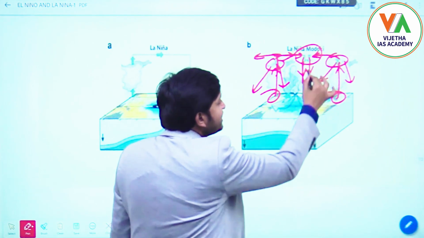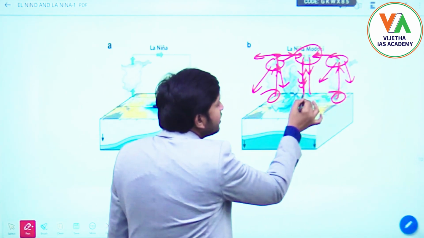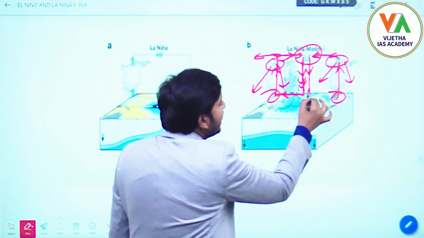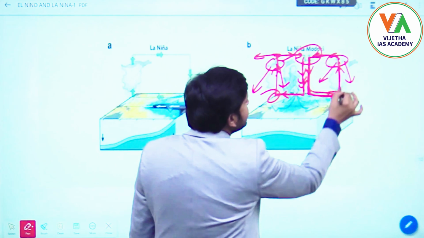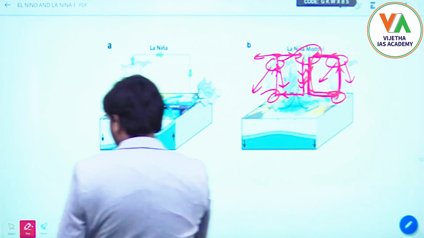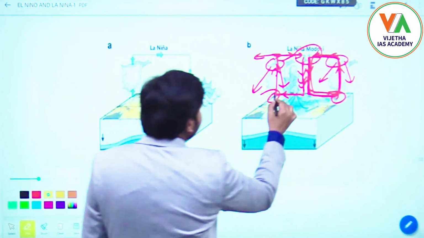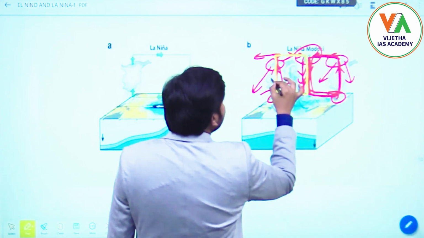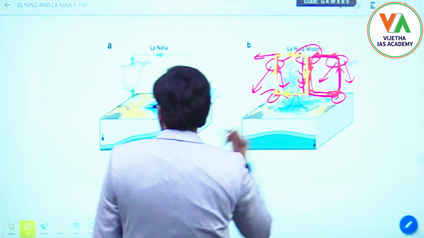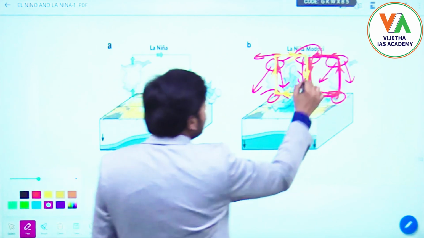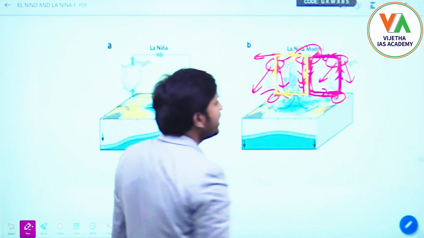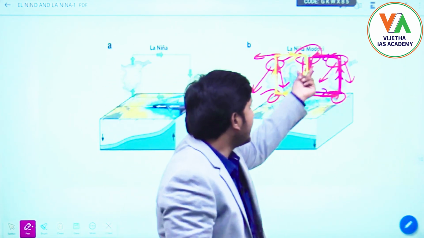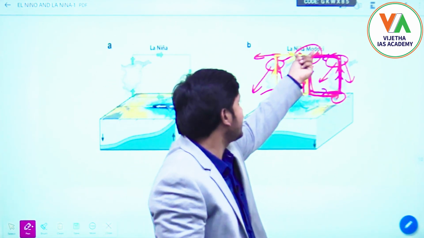Once this air is descending from here, it will complete this cycle and this one will complete this cycle. So here also if you see, two cycles are formed here. This is one cycle and this is another cycle which is formed here. Is it clear? But if you see here, the Central Pacific Ocean is having descending air.